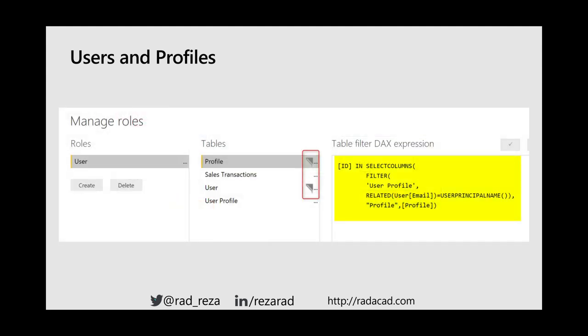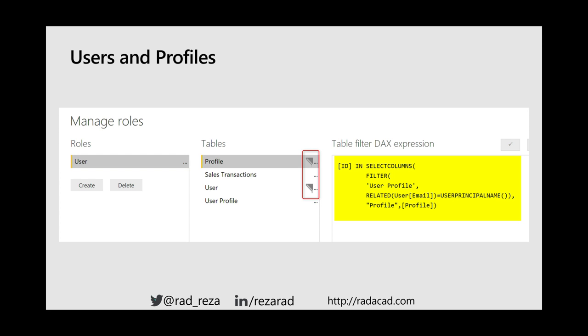Something like this. So I would have my user table filtered based on that username. I mean, email is equal to user principal name. But in this table, I also do the filtering, right? Now, this is a different DAX expression, right? And when it comes to DAX expressions, you can write them in all different variations.